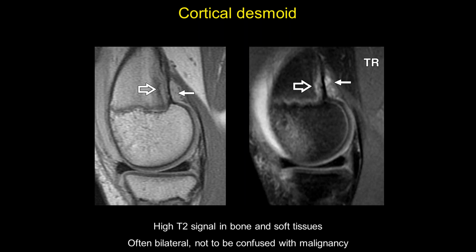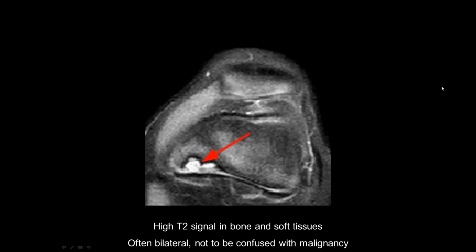We can see this on MRI just as well. So there is high T2 signal in the bone itself, and also in the soft tissues adjacent to it. And this is the origin of the medial gastrocnemius muscle. So again, it's very often bilateral, and it's not to be confused with malignancy. On the axials, we can appreciate this even better. So there is this typical high T2 signal in the bone and the soft tissues at the site of the origin of the medial gastrocnemius muscle.